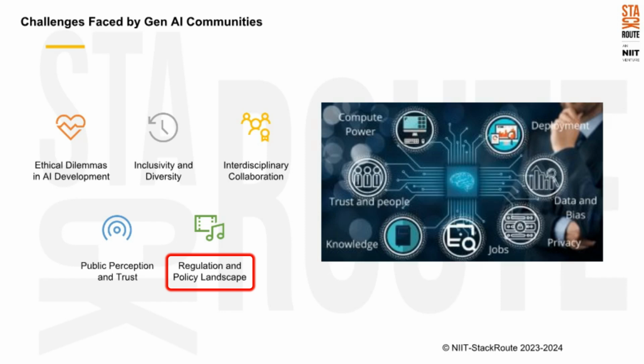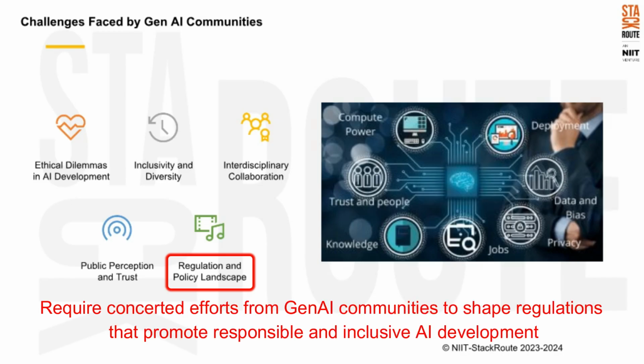The rapidly evolving regulatory and policy landscape poses challenges for GenAI communities. Governments are adapting and developing frameworks to govern AI technologies, which can vary across jurisdictions. Keeping up with these changes, understanding the implications, and proactively engaging in policy discussions require concerted efforts from GenAI communities to shape regulations that promote responsible and inclusive AI development.